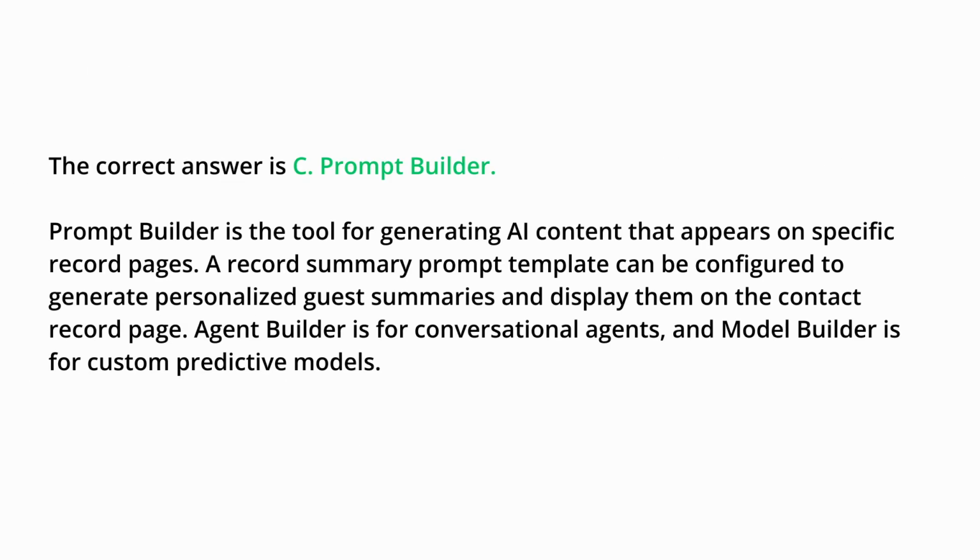The correct answer is C, Prompt Builder. Prompt Builder is the tool for generating AI content that appears on specific record pages. A record summary prompt template can be configured to generate personalized guest summaries and display them on the contact record page. Agent Builder is for conversational agents, and Model Builder is for custom predictive models.